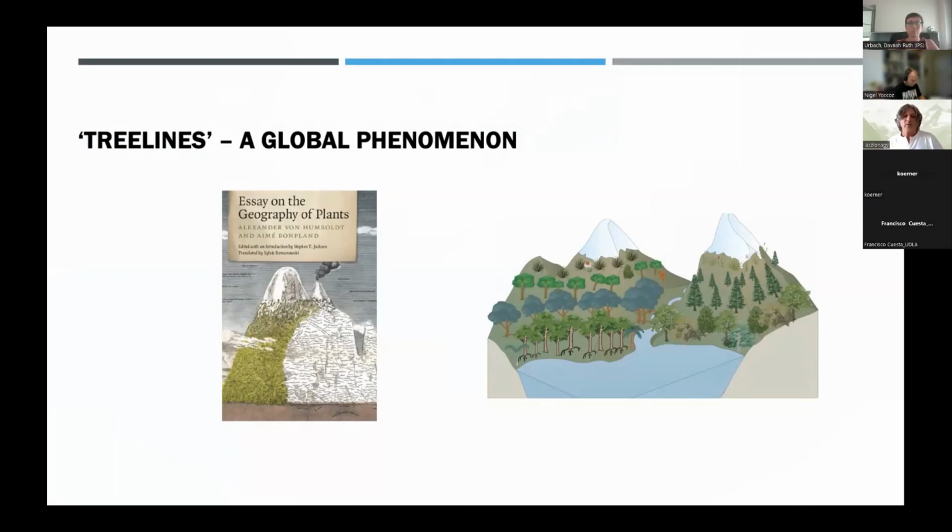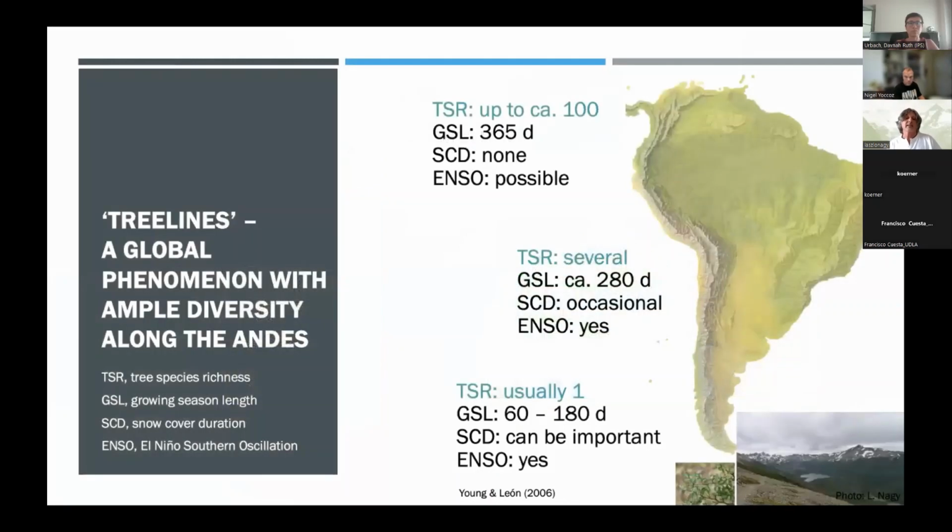Now, this is a global phenomenon. However, what happens in the Andes is that it has ample diversity. In the northern hemisphere we are used to the pattern that we have in the south of the Andes, where we have one or two species, usually a single Nothofagus species. We have a growing season length that is just about enough for trees to grow. And snow cover is important both for preventing the regeneration of tree species and also for habitat diversity.